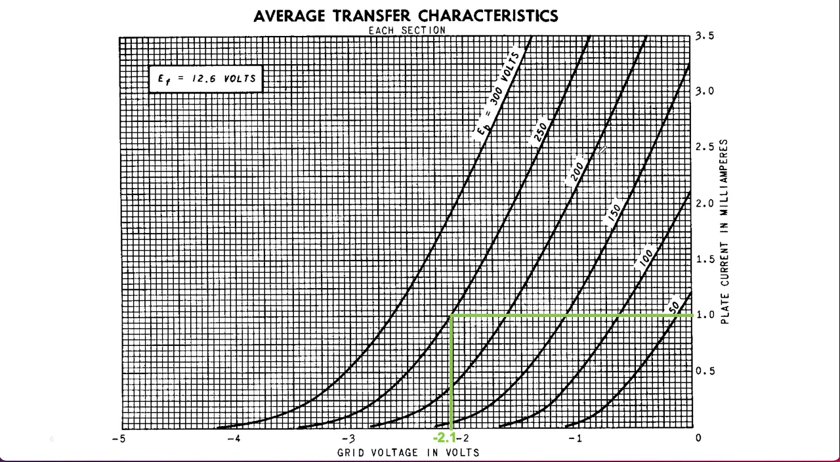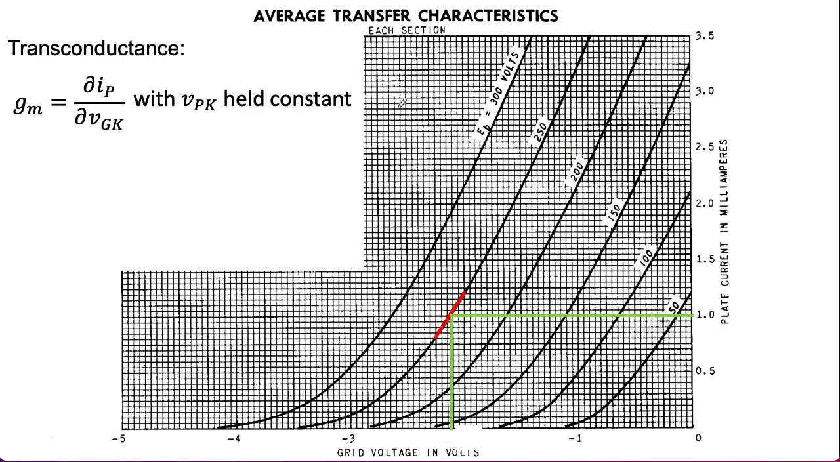Suppose we want to operate our circuit using a DC bias point of VPK of 250 volts and a plate current of 1 milliamp. If we take a look at the graph here, we can take this 250 volt curve, take a look at the 1 milliamp line, trace it over, get a point, and then trace that down to find that our quiescent grid to cathode voltage is minus 2.1 volts. The transconductance is the slope of the curve at that point, and let's see if we can estimate that slope from the graph. So we need to pick a small line segment that reasonably fits the curve.